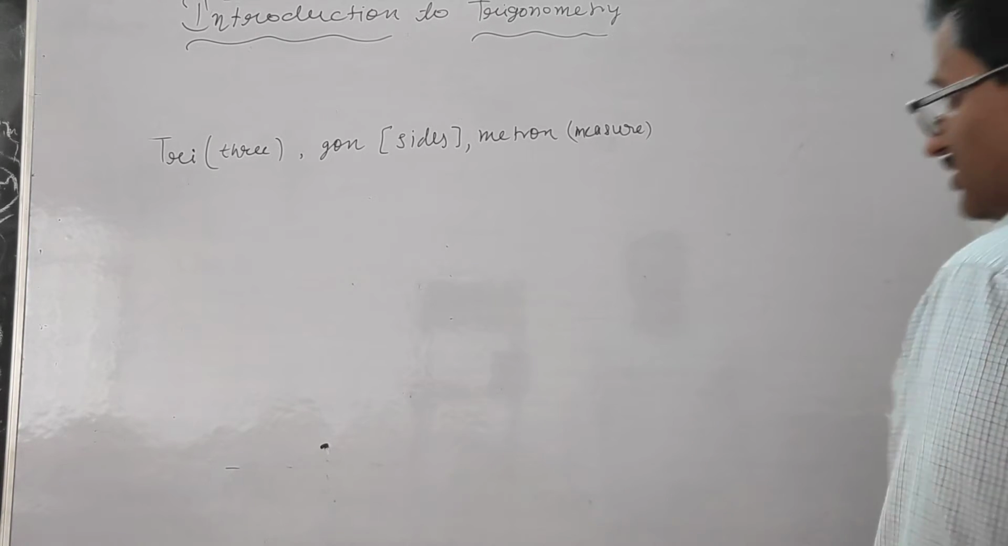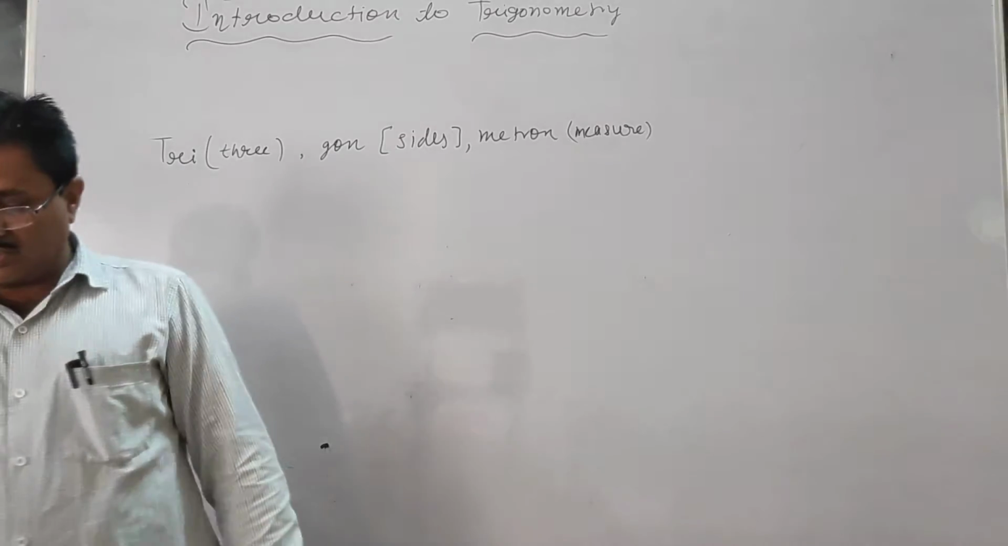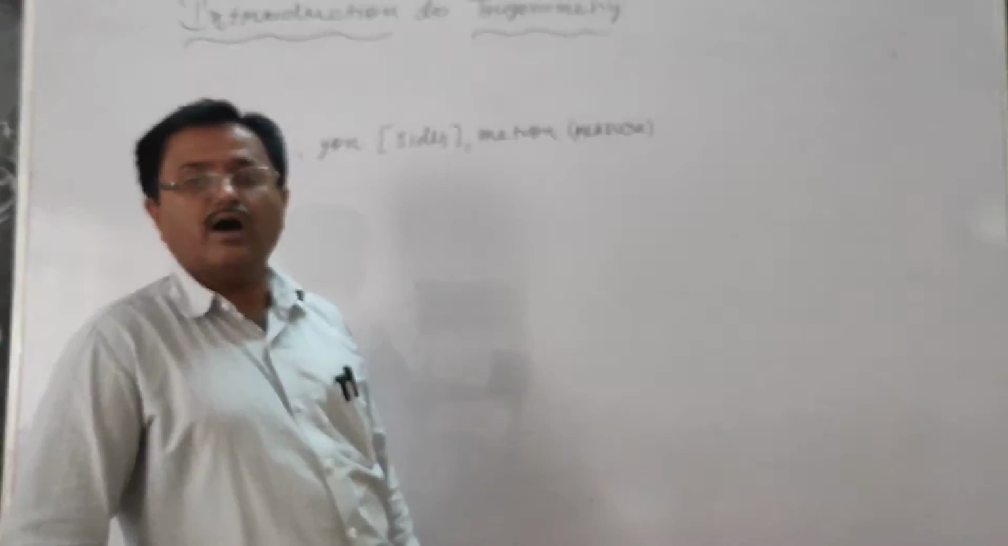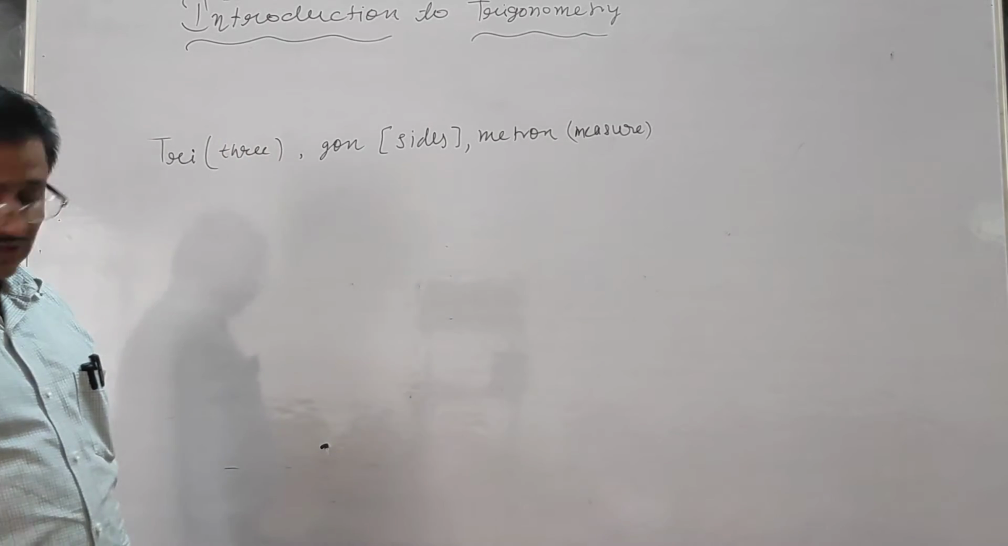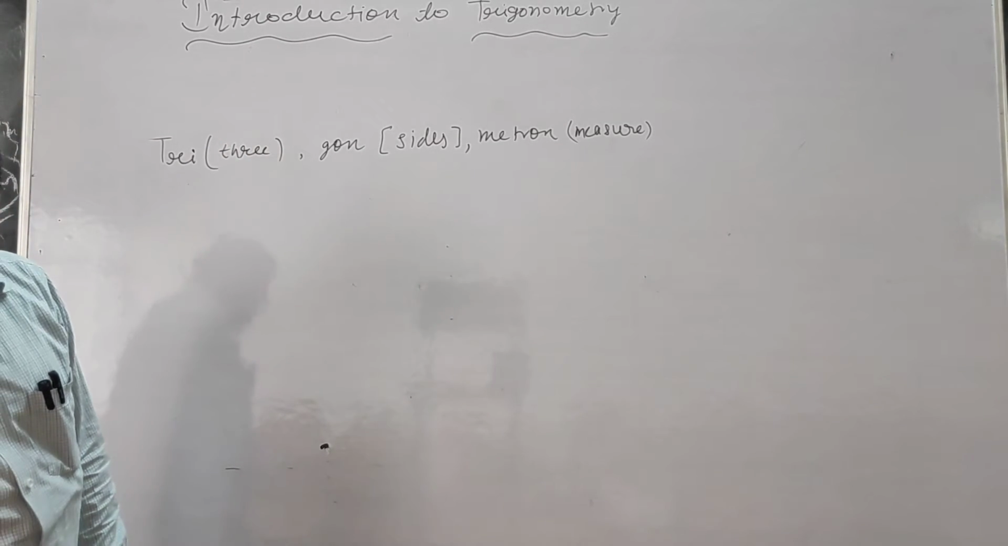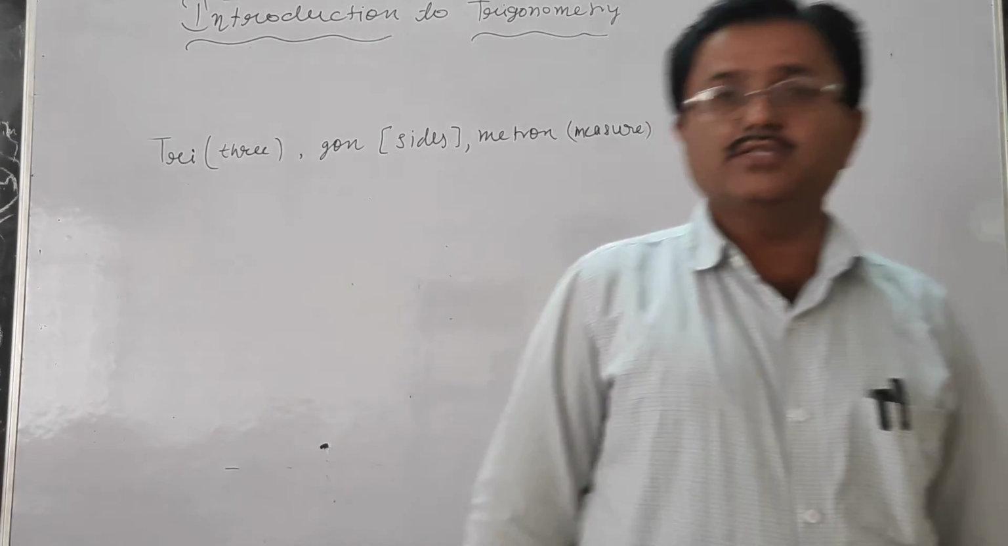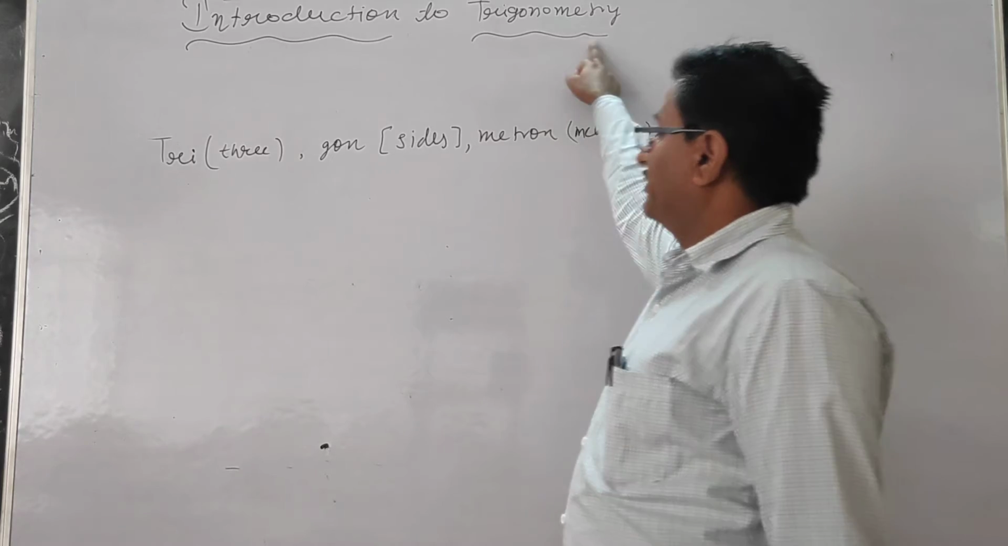In all these situations we have discussed, we need a common thing: either we have to find the height or the distance. The height or distance we can find under a branch of mathematics that is known as trigonometry.